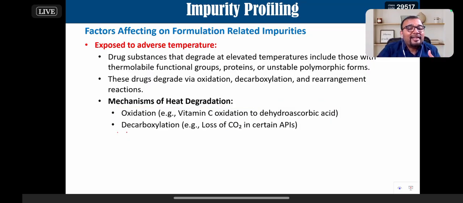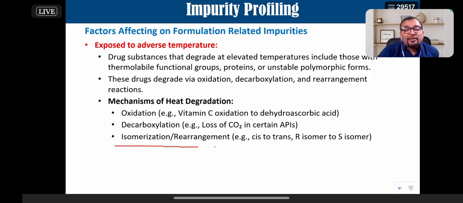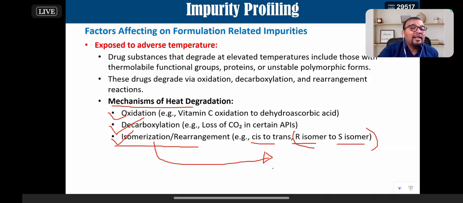So there could be a decarboxylation taking place for suppose your product. Means in decarboxylation, the loss of carbon dioxide happens in your API. So because of thermal treatment, decarboxylation is possible. And the third can be isomerization or rearrangement, like cis to trans conversion, or maybe conversion of your R isomer to maybe the S isomer. This is called the isomerization reaction, and this is possible because of the higher temperature. So these are the three prominent mechanisms of heat degradation. One is oxidation, second is decarboxylation, and third could be isomerization. Even there is a chance of cis to trans, or there can be a different chiral impurity forming, R chiral impurity to S chiral form.